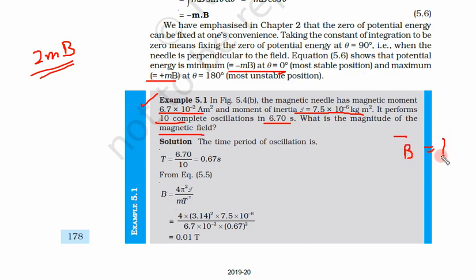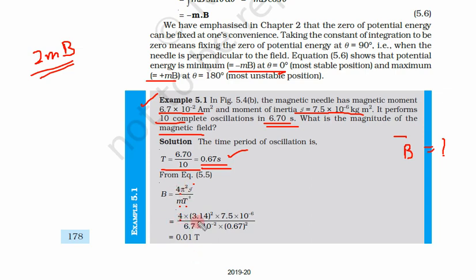What is B? So we know that this is the total time, and how many oscillations? 10. So how do we calculate the time period? Time period is simply the total time taken divided by the number of oscillations. So the time period is 0.67 second. Now we have the formula for the magnetic field for a magnetic needle, for which moment of inertia and magnetic moment are known. So m is known, I is known, 4 pi square is known, and now we have also calculated the time period as well. So let us put all the values.